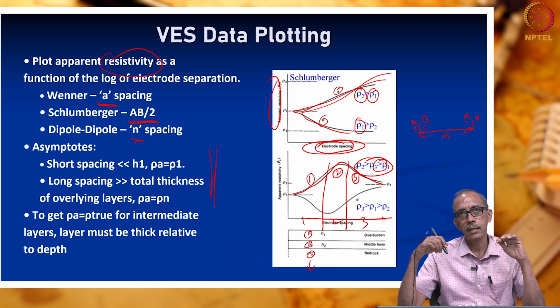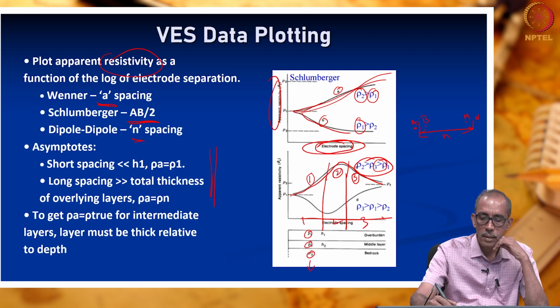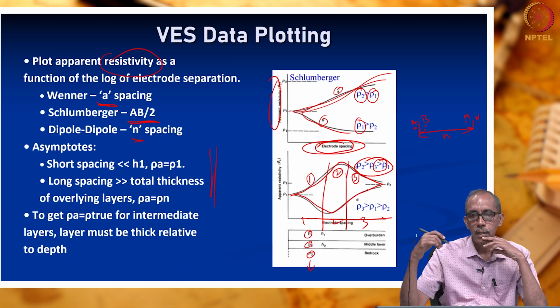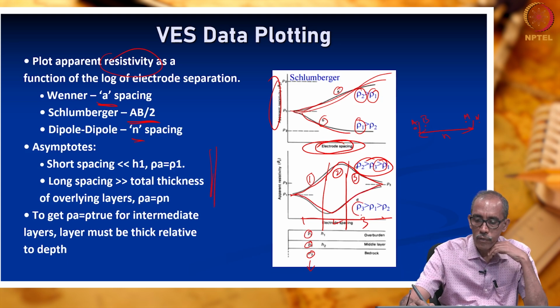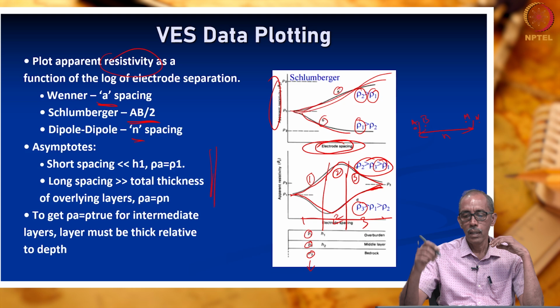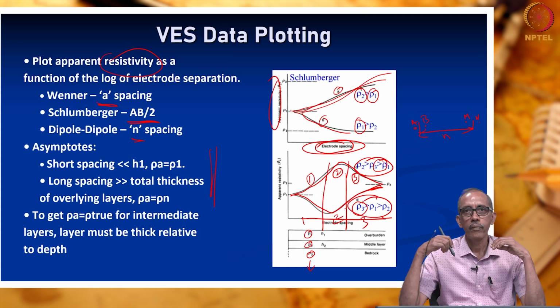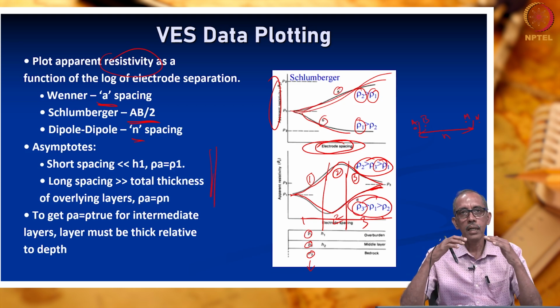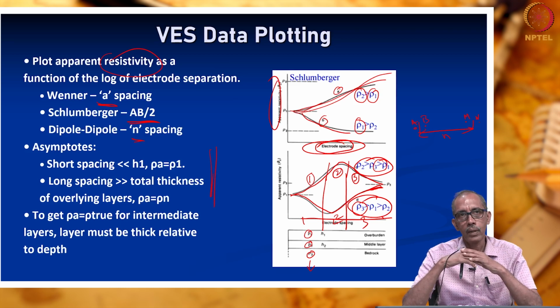We may get the next type like this. Resistivity is high, then it decreases, again it increases. So, here the resistivity of layer 3 is the highest, next is layer 1, next is layer 2. So, this is the difference. Depending upon the contrast in the resistivity values, we are able to get different types of curves.